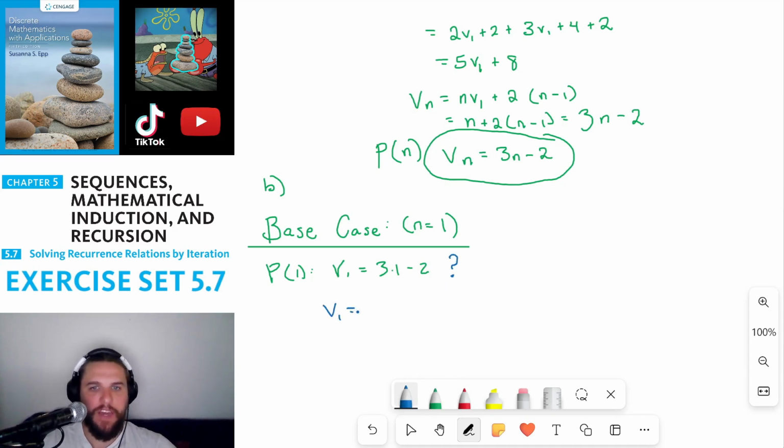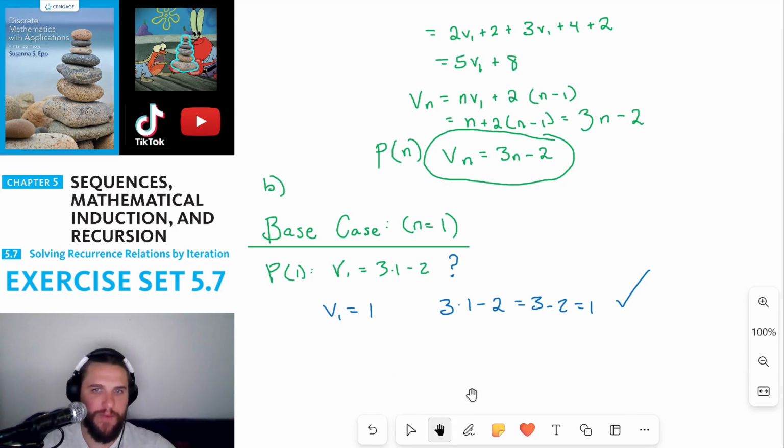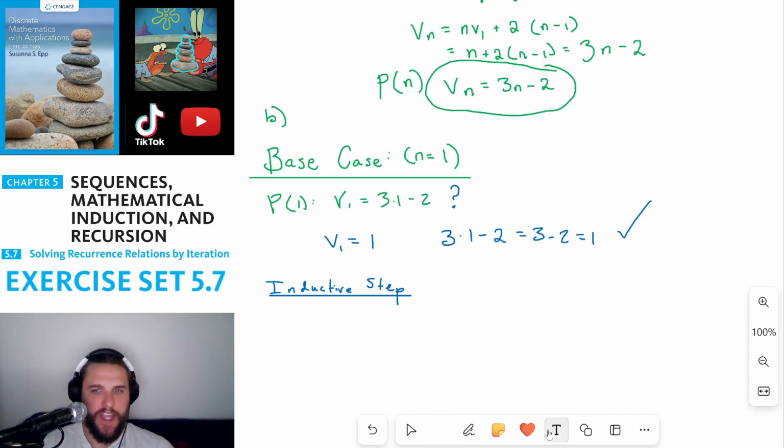But v sub 1 is given to us. V sub 1 is 1. And we can evaluate the right-hand side of this P of 1 to get 3 minus 2, which is also 1. And so P of 1 is true because v sub 1 equals 3 times 1 minus 2. Now let's move on to the inductive step.